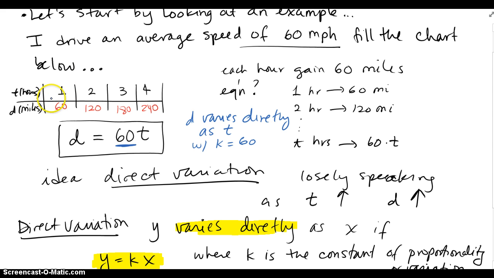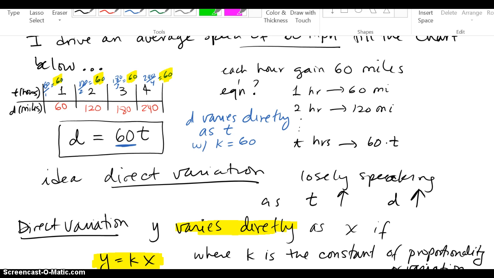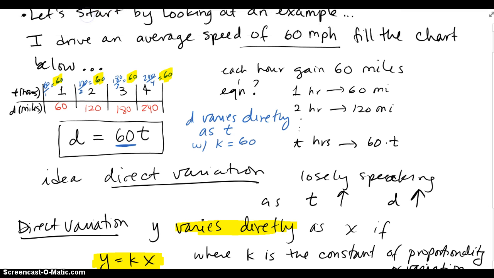So for example here, 60 divided by 1 is 60, that's your k. Here, 120 divided by 2 is 60, that's your k again. Here, 180 divided by 3 is 60, that's your k again. And then 240 divided by 4 is 60, and that's your k again. So when you look at the values, the quotient of y over x always gives you the same constant of proportionality. So these are just some of the things you want to keep in mind.